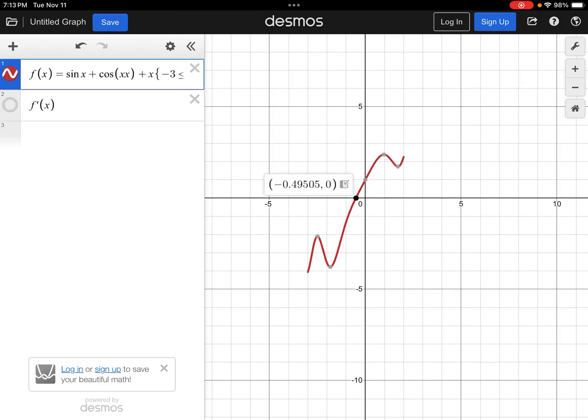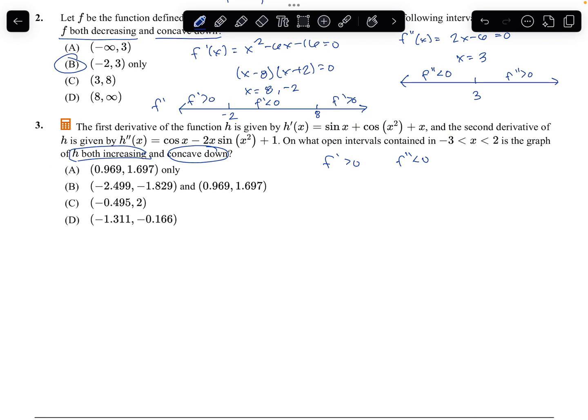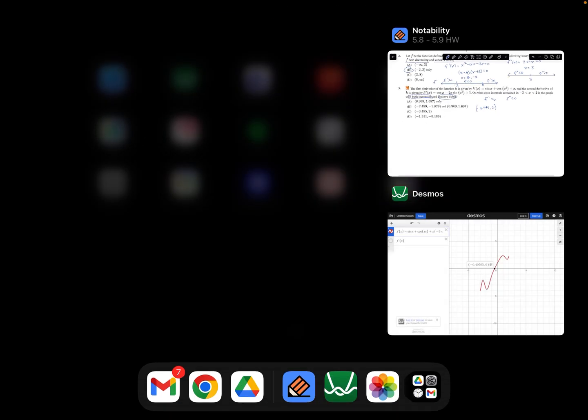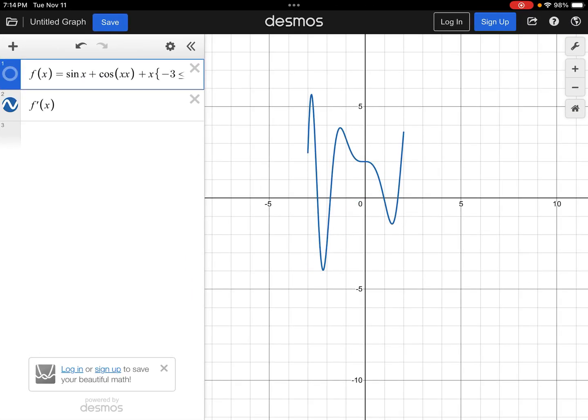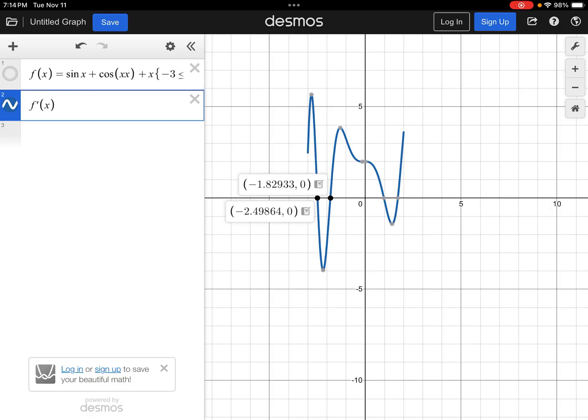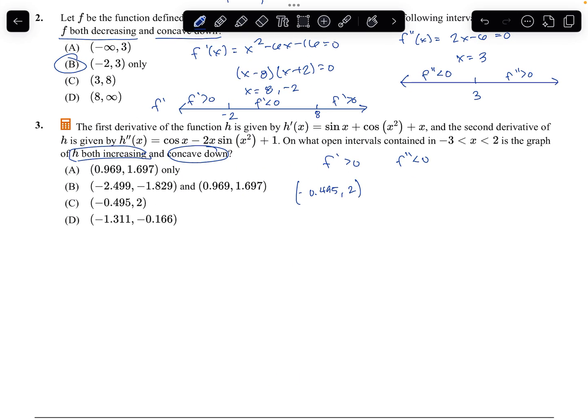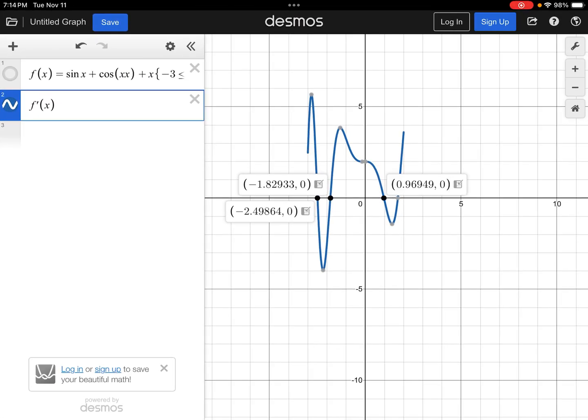That's going to be between -0.495 and 2. And then for f double prime, this is the second derivative, and we said concave down, so that's going to be between -2.5. I think that's what they'll probably round it up to, negative 2.499. That makes sense.